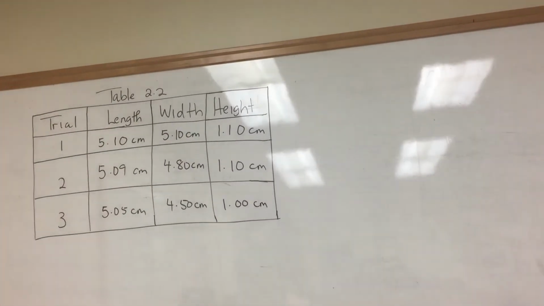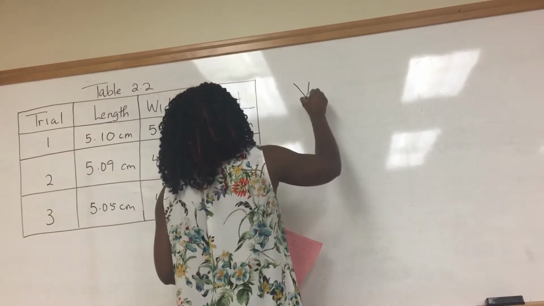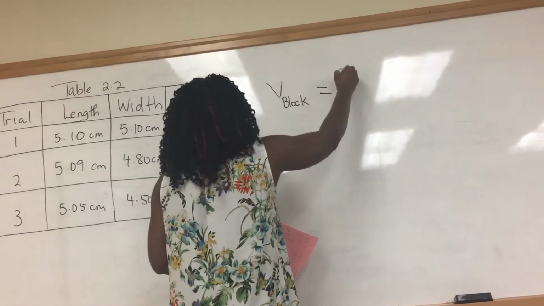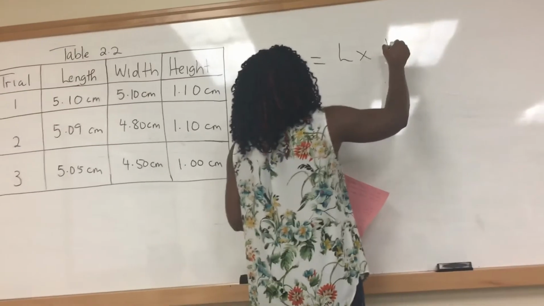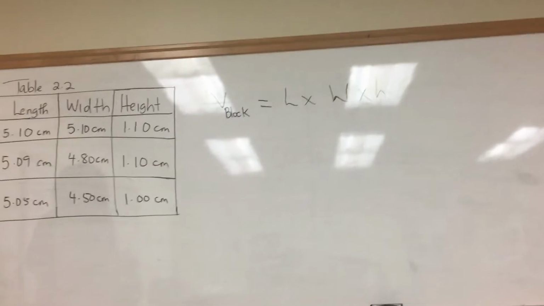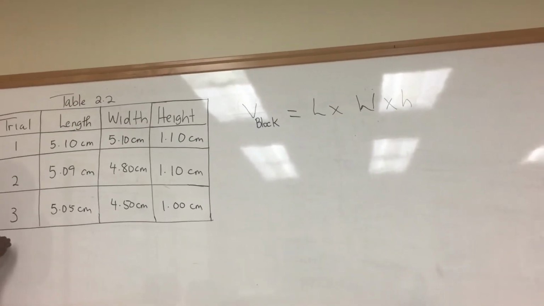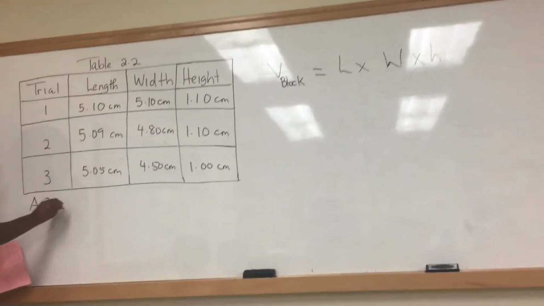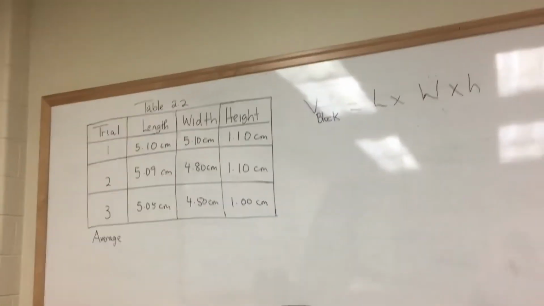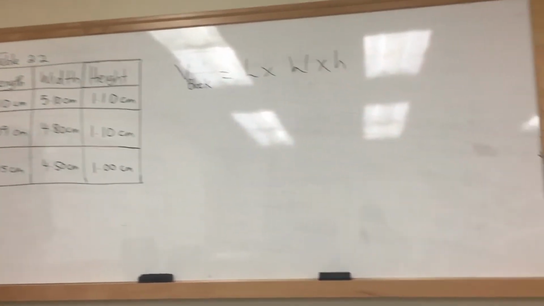Now we are going to use the formula for volume, and since we're finding the volume of the block, I'll put V sub block equals length times width times height. Before we can do this, we need to find the average value of the length. To find the average of a given set of numbers, you sum the numbers and divide it by the number of measurements.